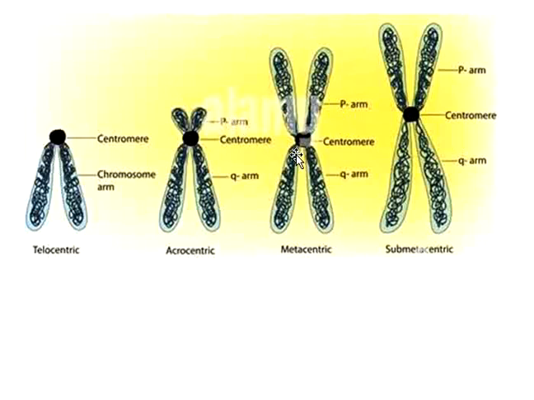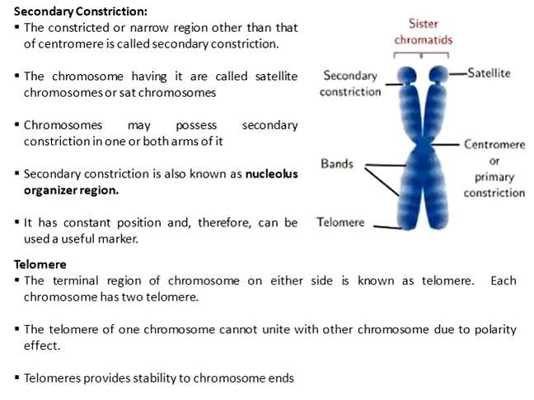When it is exactly at the center, it is called metacentric. When it is some distance away from the central position, it is called submetacentric. When it is located close to one end, it is called acrocentric, and when it is at one end, it is called telocentric. So like this, we have various types of chromosome based on the position of the centromere.